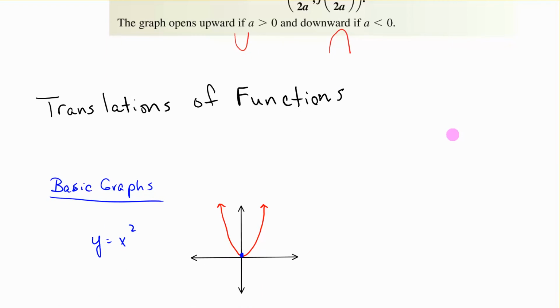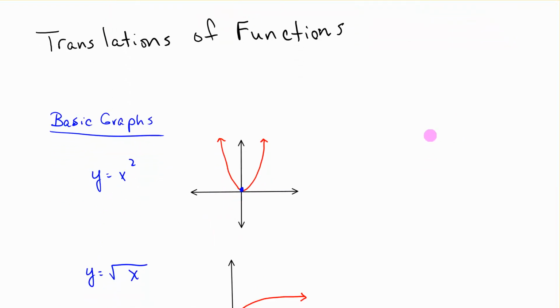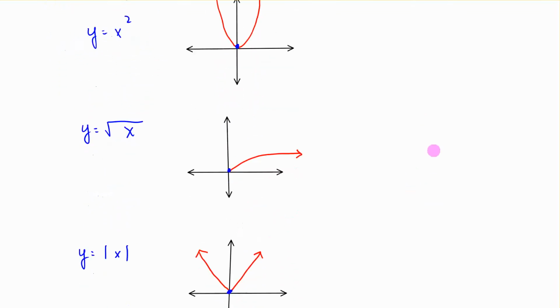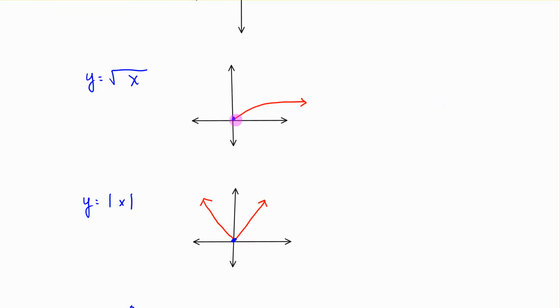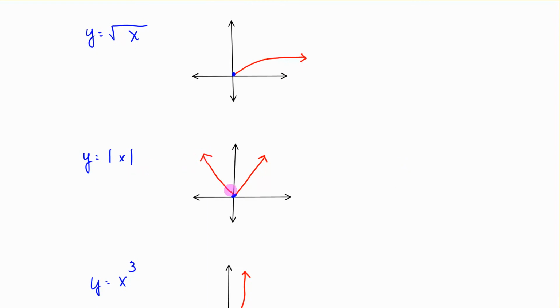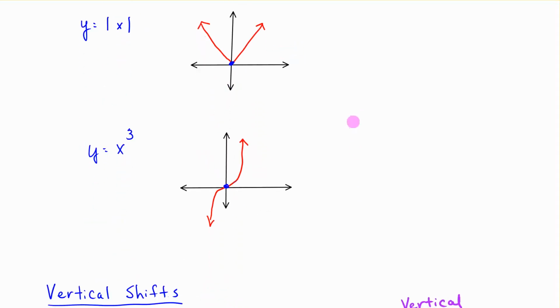Now, to talk about translations, we need to talk about basic graphs, because we could look at some other than x squared. So we've said that's what x squared looks like. Square root of x begins at 0, 0 and goes this way, at least the basic one does. The basic absolute value has its vertex at the origin and is a v going this way. And then x cubed is what we call a drain pipe. It goes up, curves, goes through the origin and up that way.